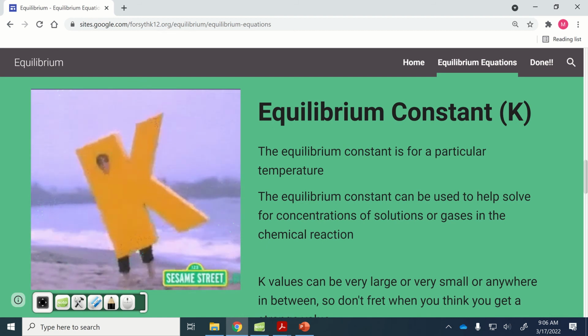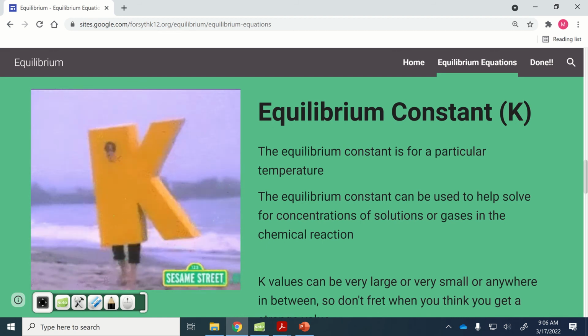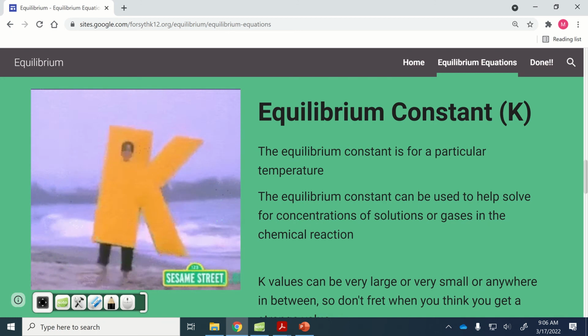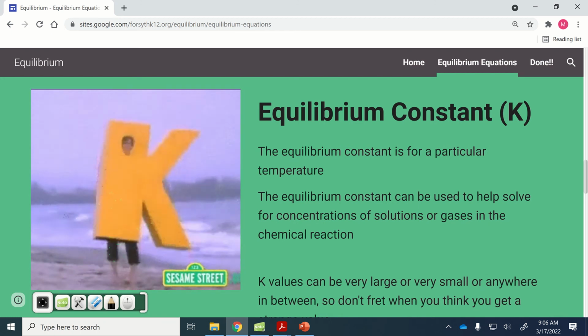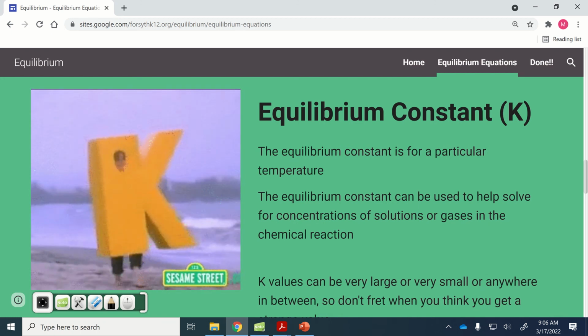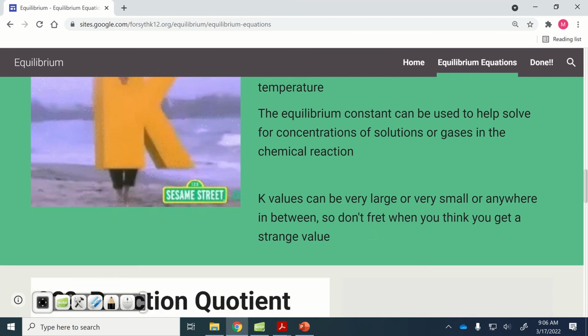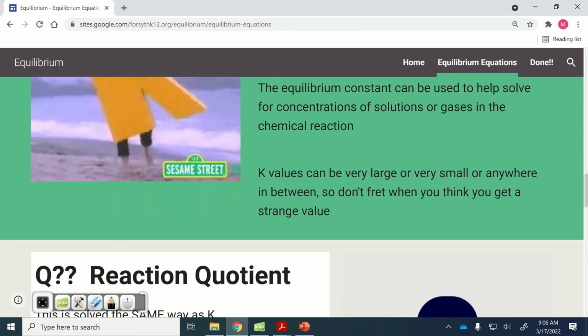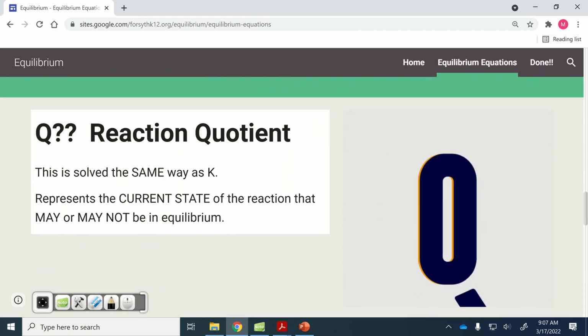The equilibrium constant is going to be helpful for us to figure out the concentrations of solutions or gases in the chemical reaction itself. And like I said, it can be large or small, so don't worry about that. We're going to come back to that in a second and start calculating it.